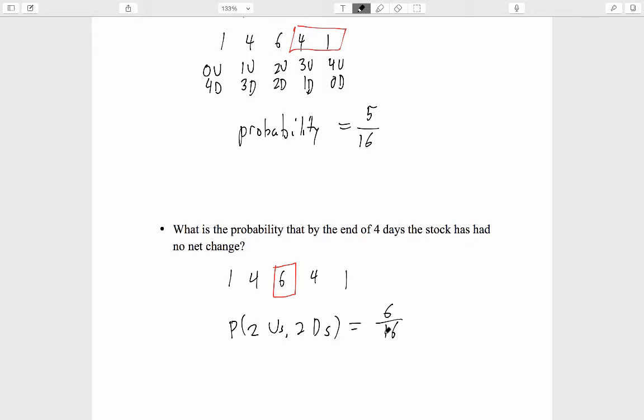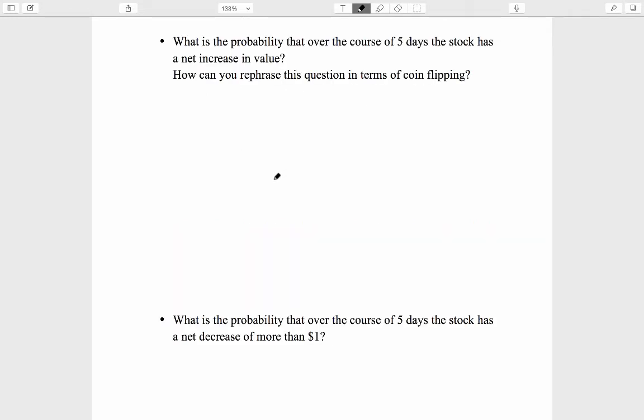Notice that this is equivalent to asking, what is the probability that on 4 flips of a fair coin, the number of heads equals the number of tails? What is the probability that over the course of 5 days the stock has a net increase in value? And how can you rephrase this question in terms of coin flipping?